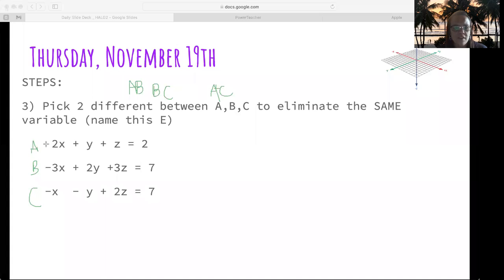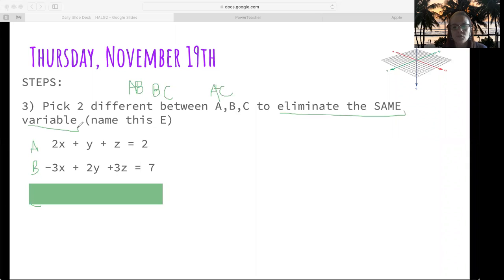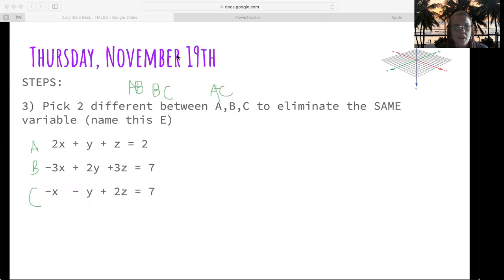If I choose to pick A and B, you'll notice here again, the Y's don't cancel. And that's the important thing here in our directions, is we have to eliminate the same variable. So if we chose to eliminate the Y back in step 2, we have to eliminate the Y again in step 3 when we pick two different equations. So you can see the y's don't cancel. Okay, well, let's try something else here. So let's try the other one. So what if I covered up the A this time and I picked B and C?